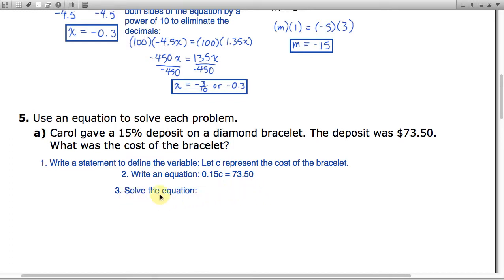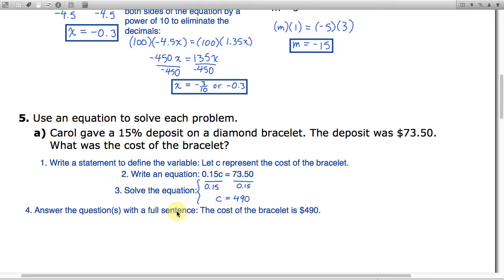The next thing you should do is to solve the equation. So that may have a few steps. The first step here is to divide both sides by 0.15, and as a result you'll get C equals 490. So now that you solve the equation, you should answer the question or questions, depending on the particular problem, with a full sentence. So saying that the cost of the bracelet is $490.